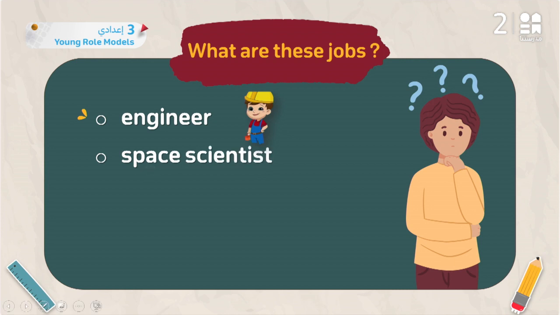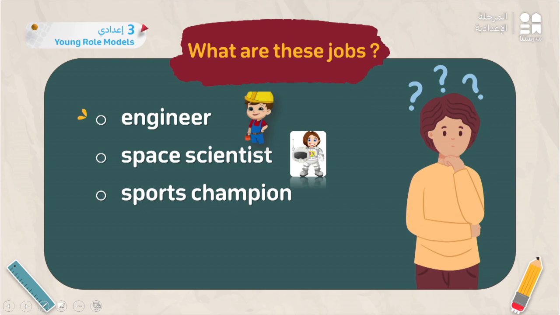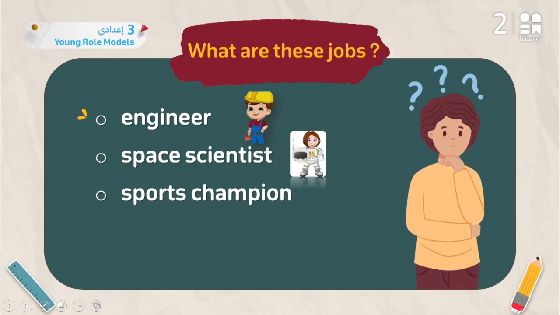Space scientist. Scientist عالم. Space فضاء. So space scientist عالم فضاء. Sports champion. Sports like tennis, basketball, handball اللي هي رياضة. Champion from championship اللي هي البطولة. فsports champion يعني بطل رياضي.